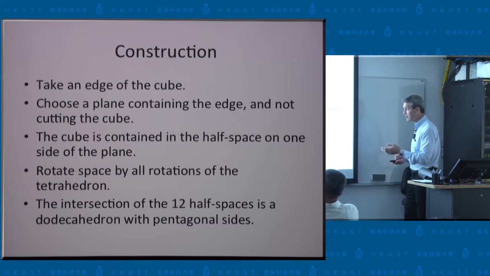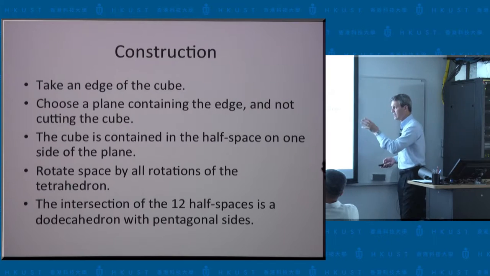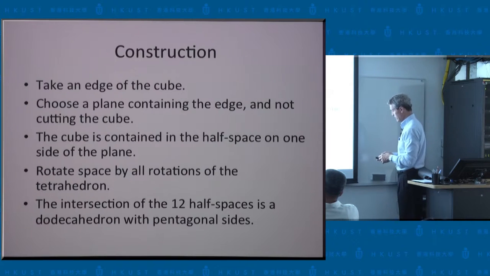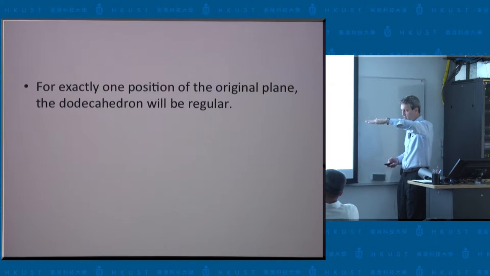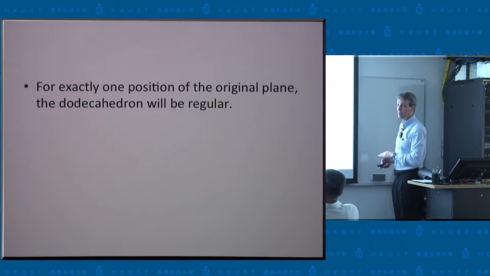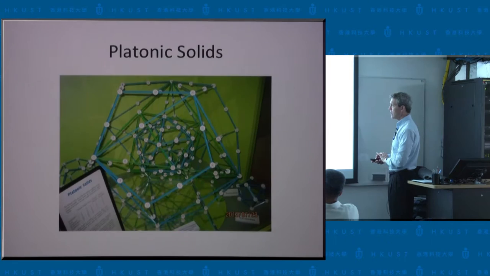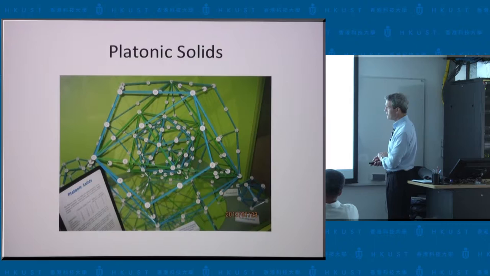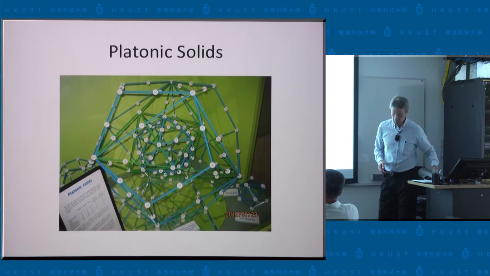And you can check that it will have pentagonal sides. So you can embed the cube in a dodecahedron with pentagonal sides, such that each edge of the cube is on one face of the dodecahedron. Now, in general, that's not going to be the regular dodecahedron, but you can slant that plane. And for exactly one position of the original plane, the dodecahedron will be the regular dodecahedron. So by this method, you get a natural correspondence between the edges of the cube and the faces of the dodecahedron. And this figure is a little bit complicated, but I hope that you can see what's going on with it.